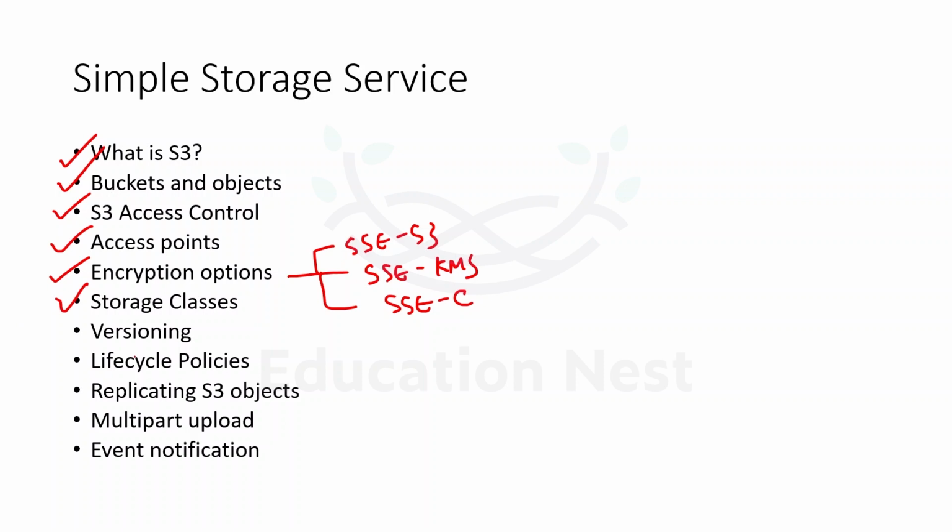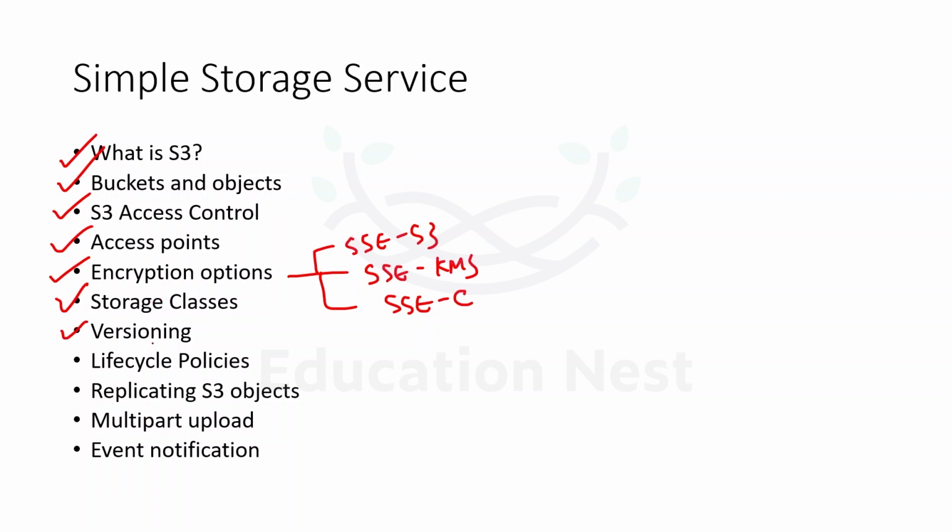Then we have different storage classes. These storage classes give us the trade-off between latency and cost. If you want the lowest latency possible, then you have to pay on the higher end. And if your data is not frequently accessed, and it's okay if it takes time to access that data, then you can store the data in one particular storage class and the cost would be less. So there are different storage classes that we are going to discuss.